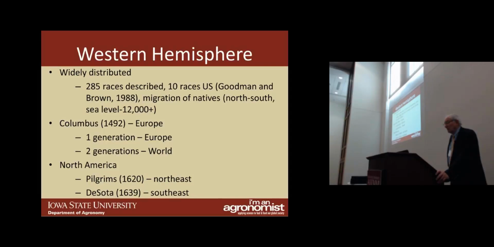Within the Western Hemisphere, 285 races have been described, by Goodman and Brown, with 10 in the U.S. The migration of the natives north to south had a lot to do with the movement of corn in the Western Hemisphere, all the way from southern Argentina up into the Great Lakes area, southern Canada, and northeastern United States. By the time Columbus arrived in the Western Hemisphere, the natives had corn. He carried some back to Europe, and within one generation, corn had spread throughout Europe.